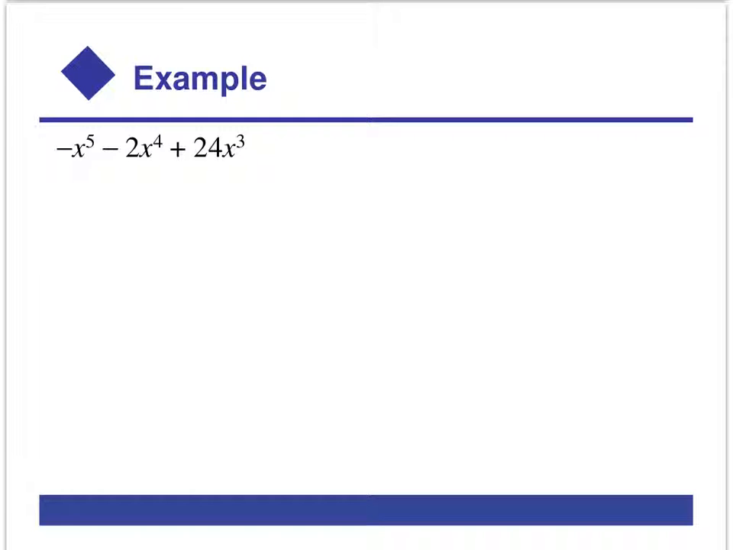So we're going to look at this one here. We have negative x to the fifth minus 2x to the fourth plus 24x cubed. So we're going to factor out a negative x cubed, and the reason we're doing that is because that lead coefficient, x to the fifth, is negative, so we want to make that positive. So we're going to try to factor that. So we're going to take out a negative x to the third, so when we do, we're left with x squared plus 2x minus 24.